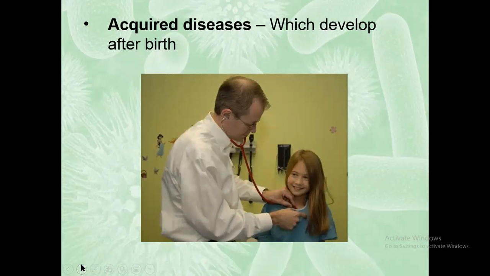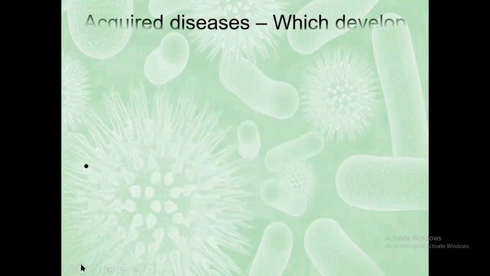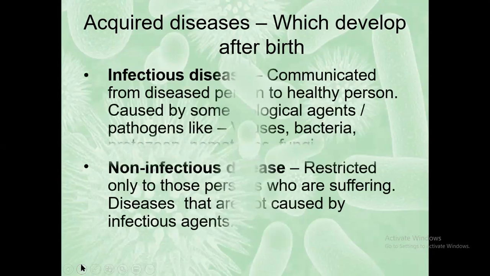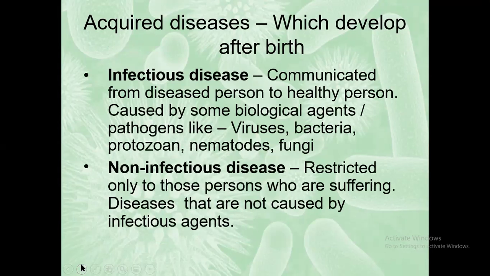What are acquired diseases? Diseases which develop after birth. That type of disease is known as acquired disease. Acquired diseases develop after birth, and we can divide these acquired diseases into two types: first, infectious disease, next, non-infectious disease.